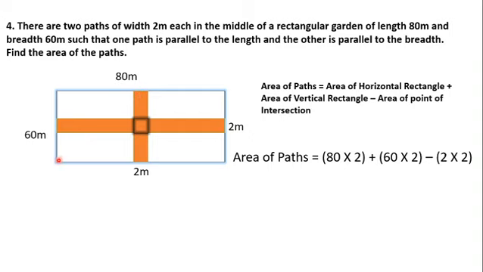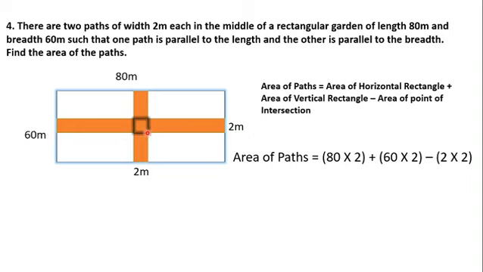So you have 60 multiplied by 2, which is the width of that as well. So you have 60 times 2. And then we're going to subtract the area of our point of intersection. And this point of intersection is a square. And the length of the square is 2 meters. You can see that length right there.